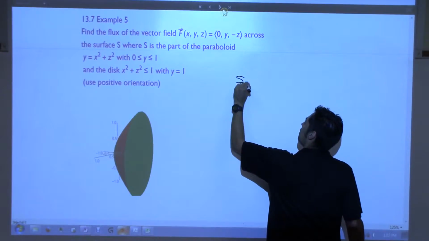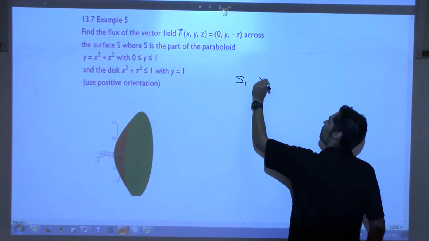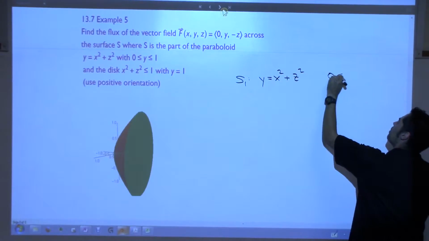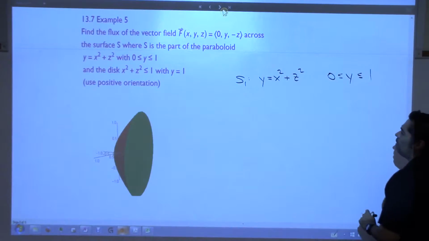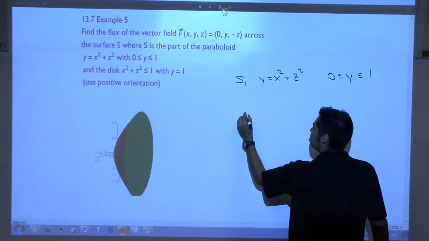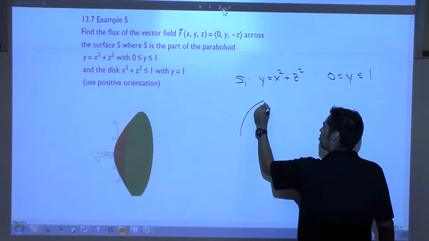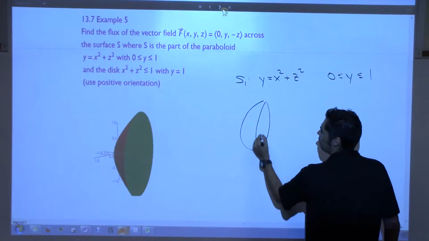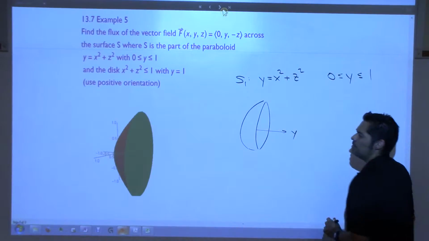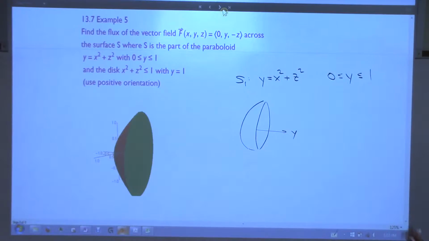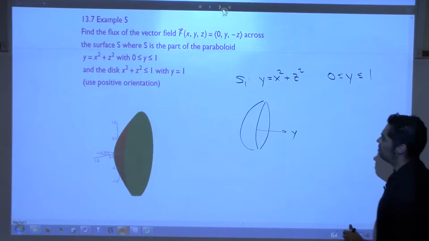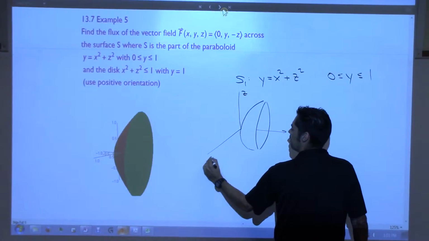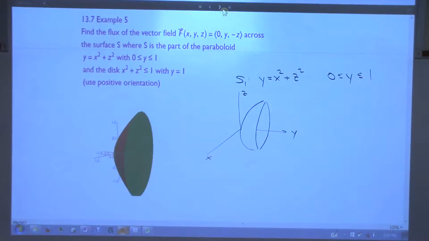I'm going to call S1 the surface that is created by y equals x squared plus z squared with y between 0 and 1. And I'm going to draw this out. It's going to look something like that. And remember, our y-axis is coming out of it like this, right? Coming out of the center. And of course, our z-axis goes up, and our x-axis is coming out this way. So that's the picture we have over there.